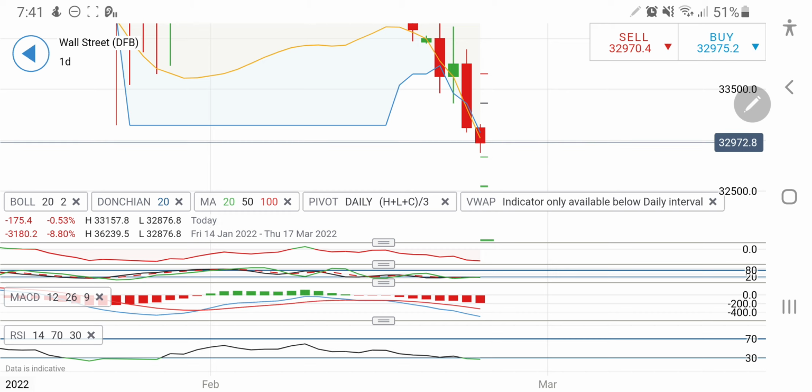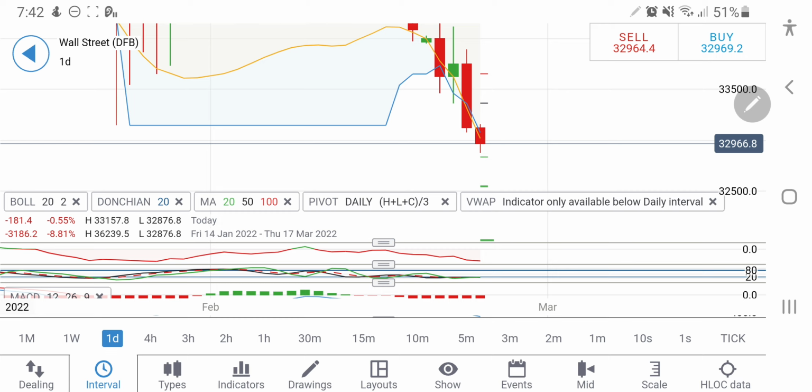But yes, till the time it remains below 33,200 today, every rise is good to sell. Then the target should be at around 32,500 levels, and below that sky is the limit.